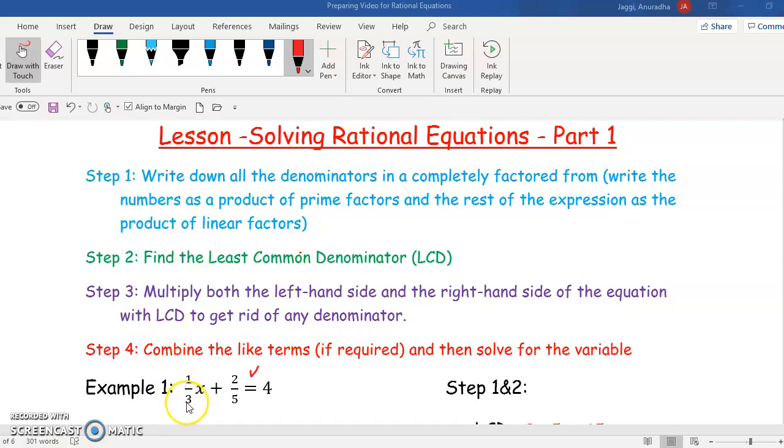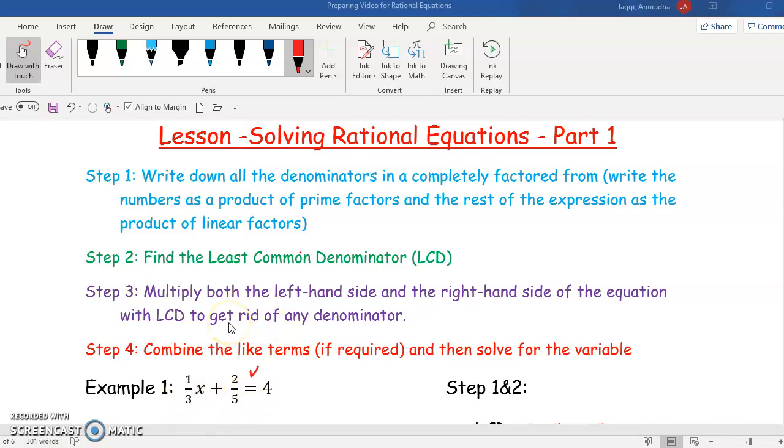The idea is to get rid of this denominator. There is 3 here and there is 5 here. How do we do that? By multiplying both sides by the least common denominator. Why least common denominator? Because both these numbers will go into that denominator, so you can get rid of them.